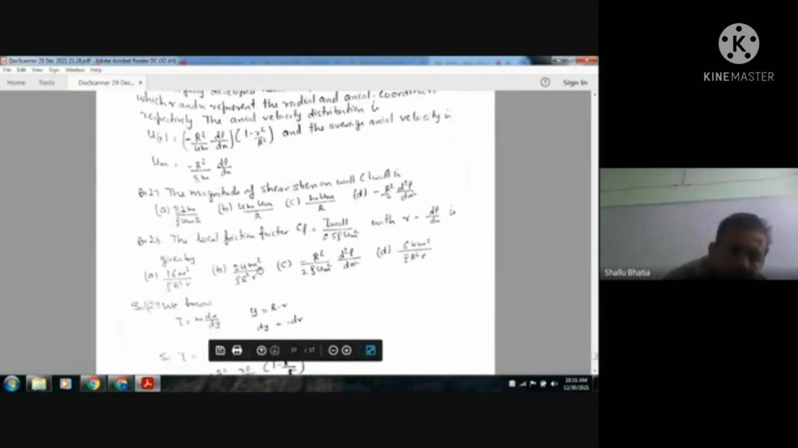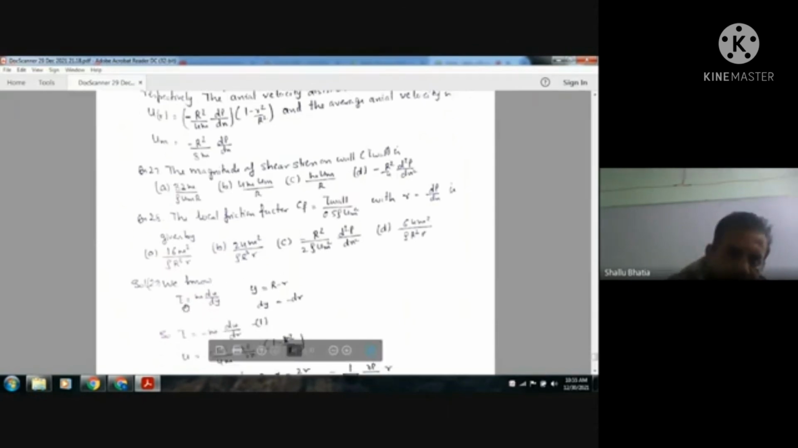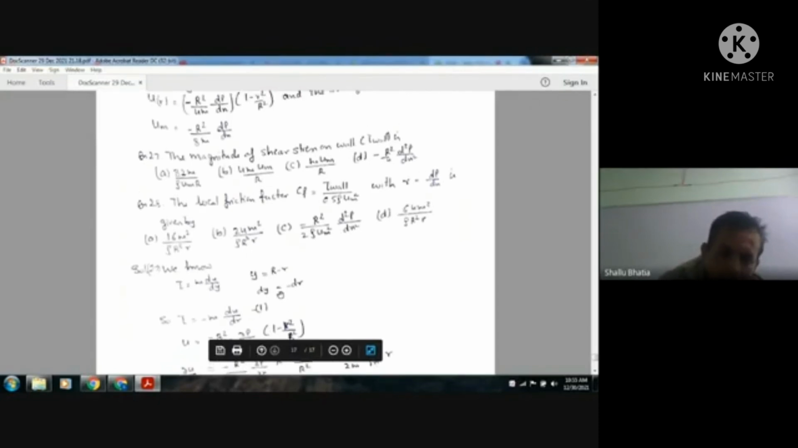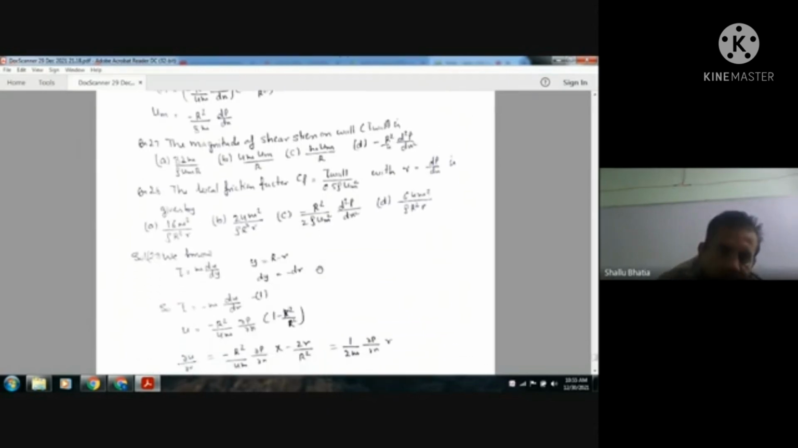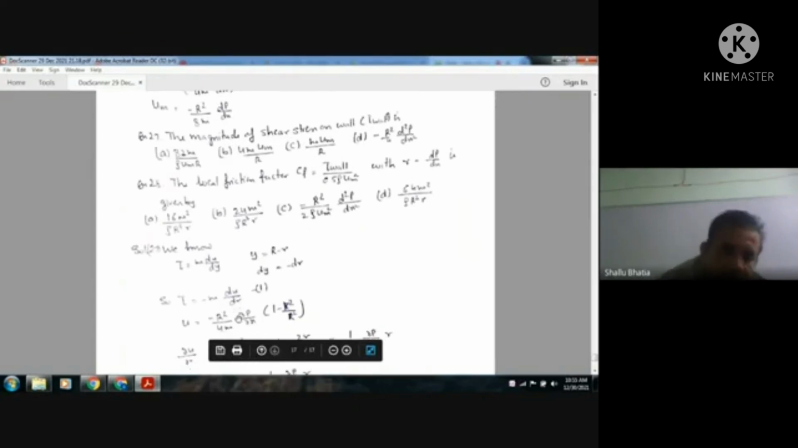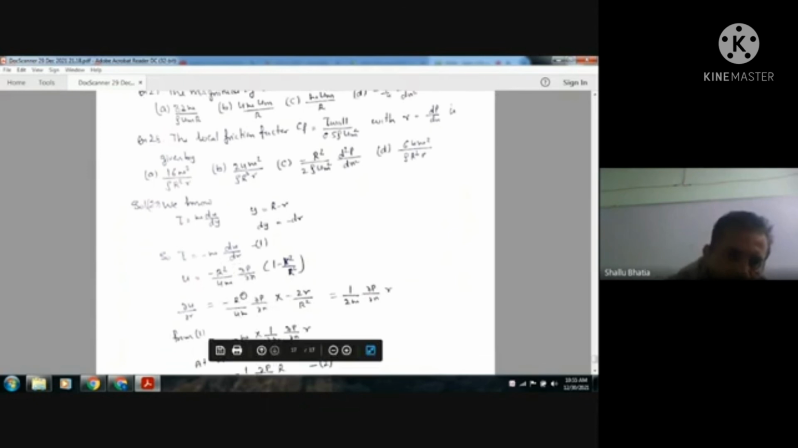Now we know that according to Newton's law, tau is equal to mu du by dy, where y is R minus r, because here the laminar flow in the pipe has been considered. So y is the distance from the surface, it is R minus r, so dy is minus dr. Putting these values we have minus mu du by dr. As u is given as minus R square by 4 mu dp by dx into 1 minus r square by R square.